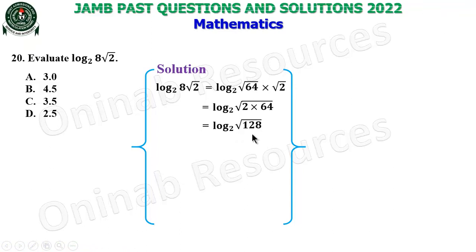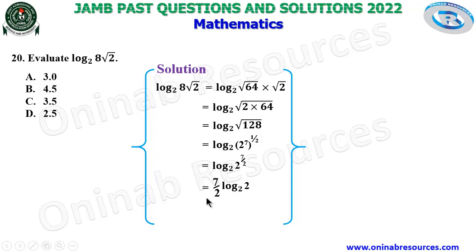We can write the square root of 128 in index form completely, since 128 is 2 raised to power 7. The square root is power half. So we have log to base 2 of 2 raised to power 7, all raised to power half. Applying the law of indices, we multiply out this. So we have log to base 2 of 2 raised to power 7 over 2. Applying the law of logarithms, this power will come down. It becomes 7 over 2 log 2 base 2.